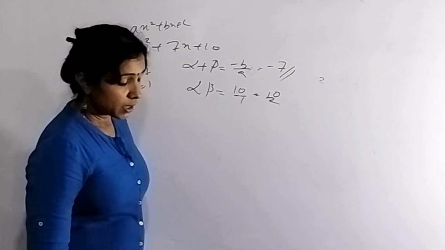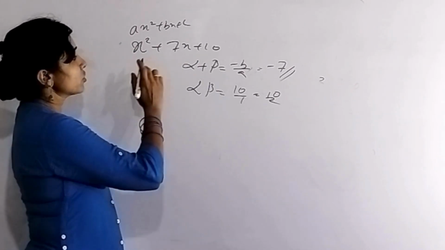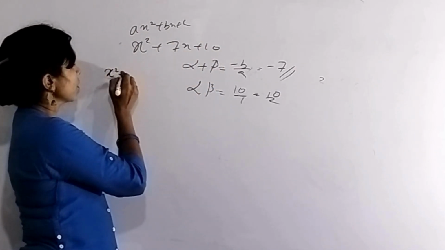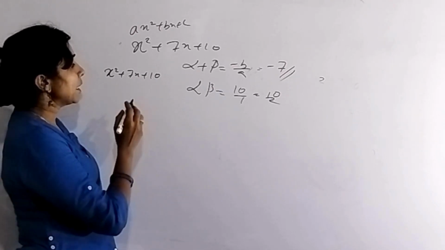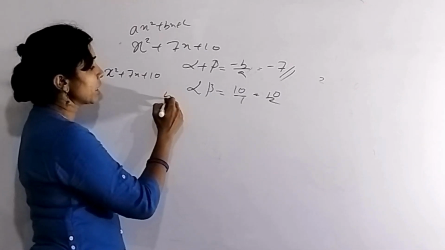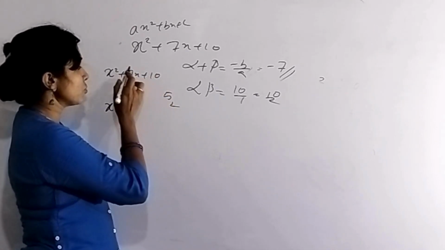Okay. By finding the real zeros, we can check it. x square plus 7x plus 10. So 1 into 10, 10. So what do we have to get? By multiplying, we have to get 10, and by adding, we have to get 7. Which are the two numbers? I'm taking 5 and 2 here. So 5 into 2 is 10, 5 plus 2 is 7. Clear?